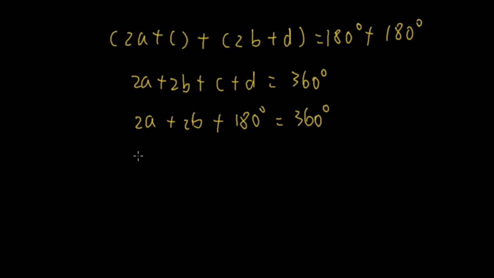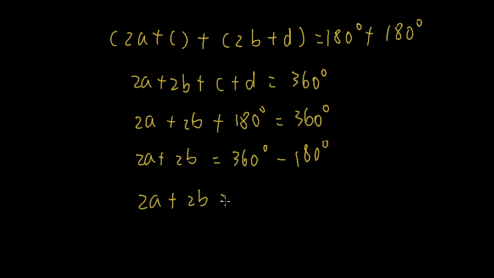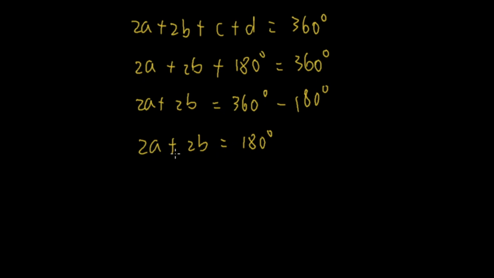Now, 2A plus 2B is equal to 360 degrees minus 180 degrees. 2A plus 2B is 180 degrees. And we have a common factor 2 here, so take it out. We have 2 times (A plus B) equals 180 degrees.